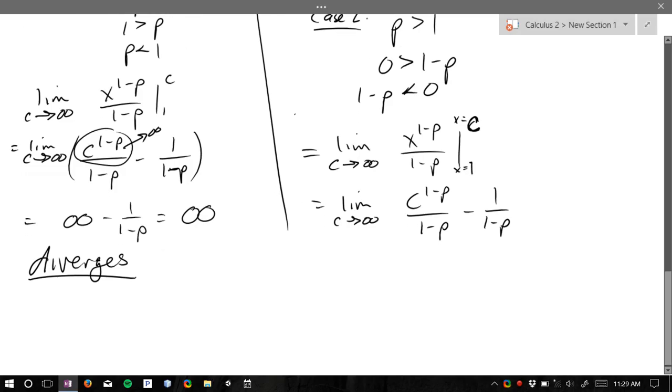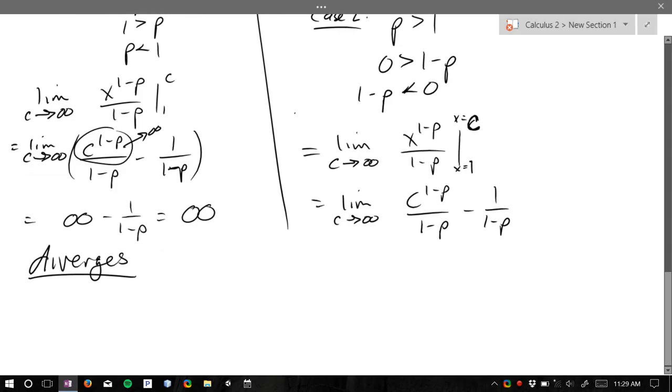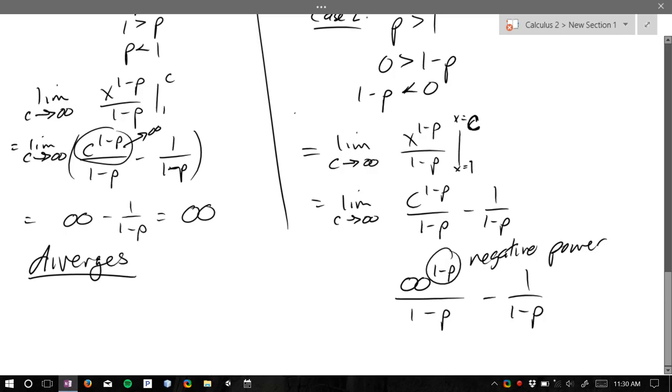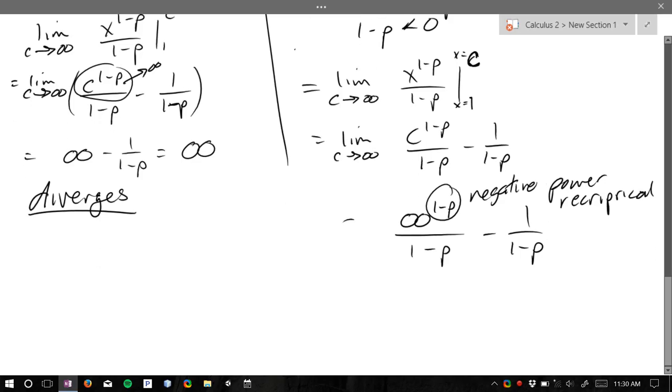All right, so we get this right here, and we have C to the 1 minus p, but now 1 minus p is negative. So we have C to a negative power. So you think we have infinity to the 1 minus p over some number minus another number. This power is negative right here. The negative power is reciprocal, so we're going to get 1 divided by whatever number that is, which is going to get bigger and bigger and bigger. So negative power reciprocal, which means this whole term is going to go to 0. So whatever the number negative 1 over 1 minus p is, that's our value we're going to converge to. So we're going to converge here.